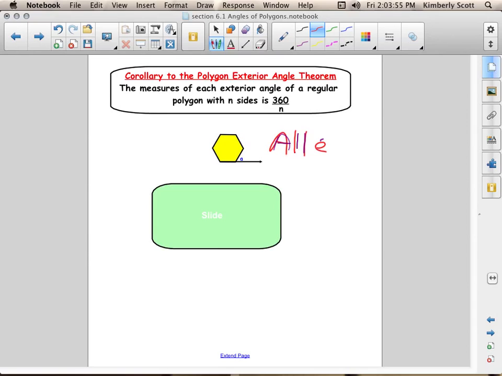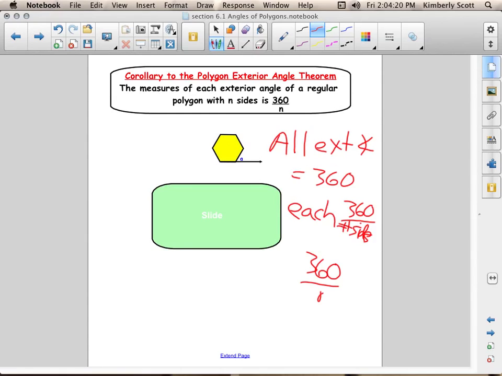All exterior angles equals 360. So each one, when you have a regular shape, will be 360 divided by the number of sides, or really the number of angles, which is the same thing as the number of sides, which is always going to be n. So you've got 360 divided by n.